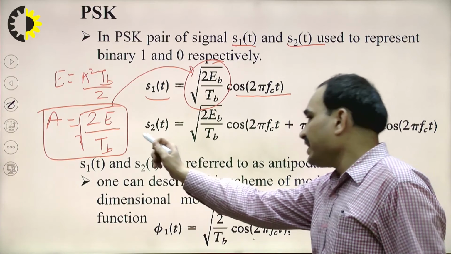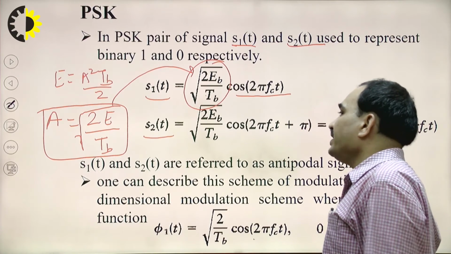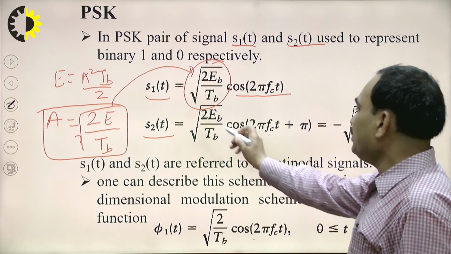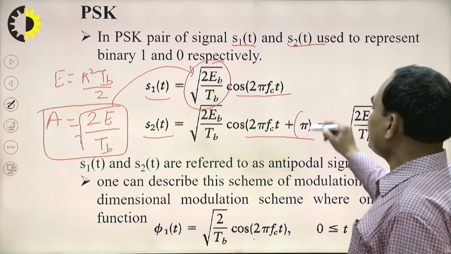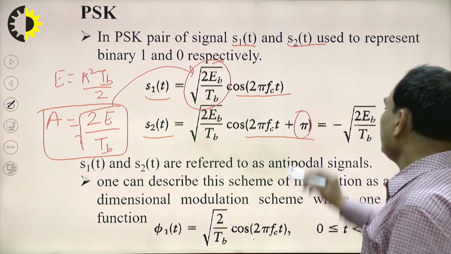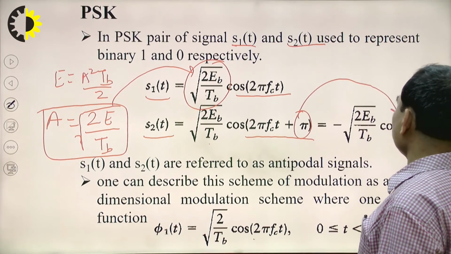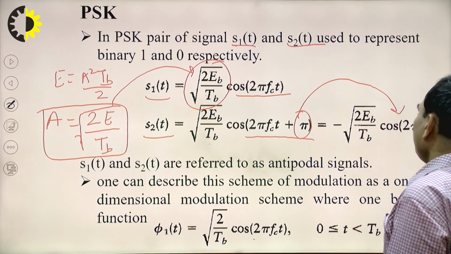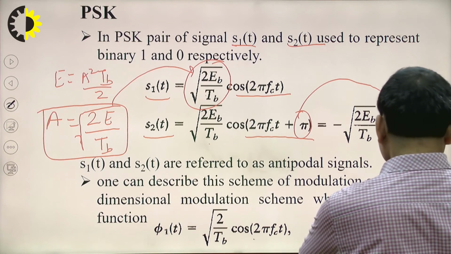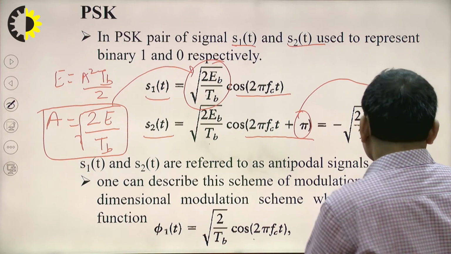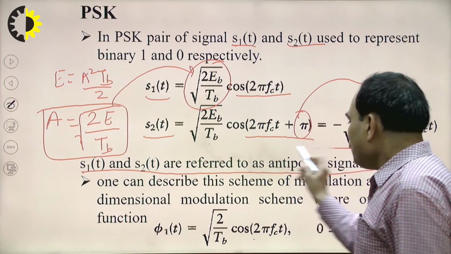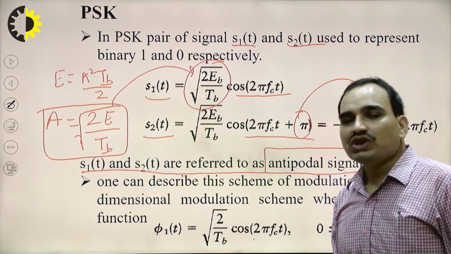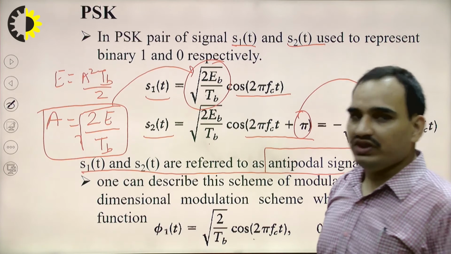And the second signal is represented by the square root of 2 Eb by Tb, cos of (2 pi fc t plus pi), because there is a 180-degree phase difference. So with a 180-degree phase difference, it is given by minus the square root of 2 Eb by Tb, cos of 2 pi fc t. So s1(t) and s2(t) are referred to as antipodal signals because both are out of phase.